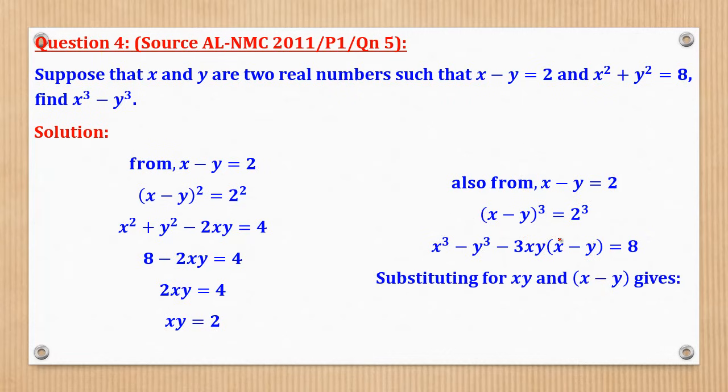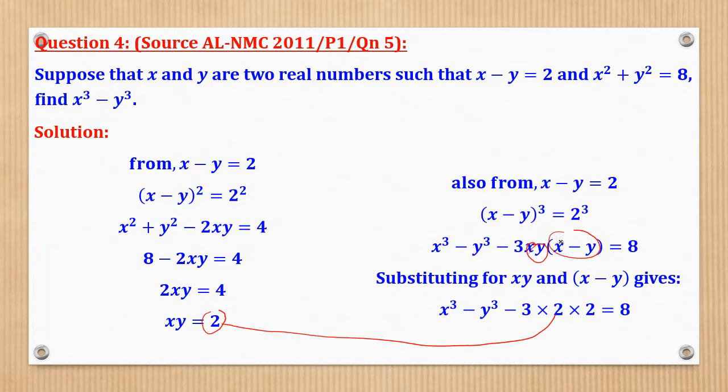Now substituting for xy and x minus y, I'll come up with xy is 2, x minus y is 2, and it's equal to 8. So that means that I can make this the subject. And that is what they wanted. So basically, you have to understand the structure of the equations given and how to deal with them to get the required output.